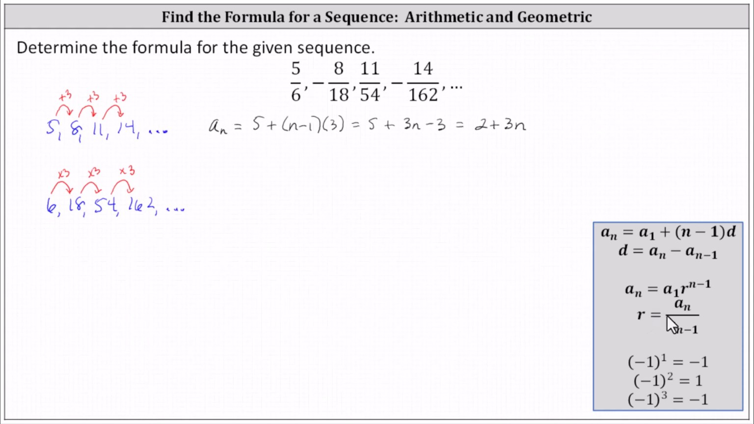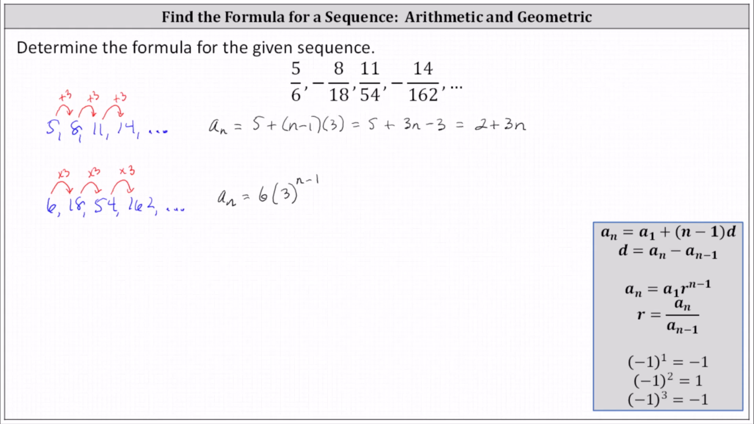To check the common ratio, we can always take any term in the sequence given by a sub n and divide by the term before it, which is a sub n minus 1. Notice 18 divided by 6 is 3, 54 divided by 18 is 3, and so on. The formula for the geometric sequence is a sub n equals a sub 1, the first term of 6, times the common ratio r, raised to the power of n minus 1. So now if we find the quotient of these two formulas, we will get the correct terms of the original sequence, but the signs won't be correct.